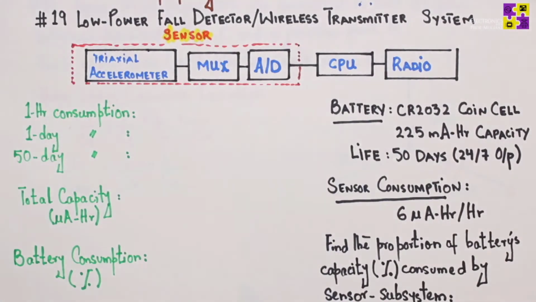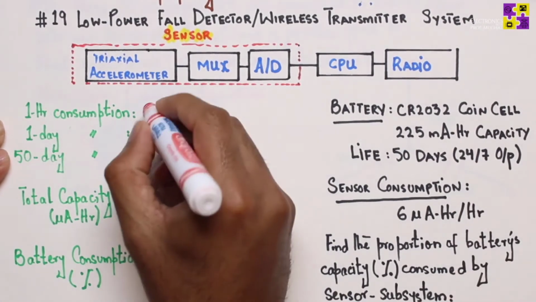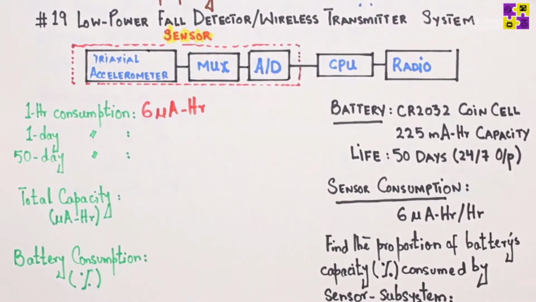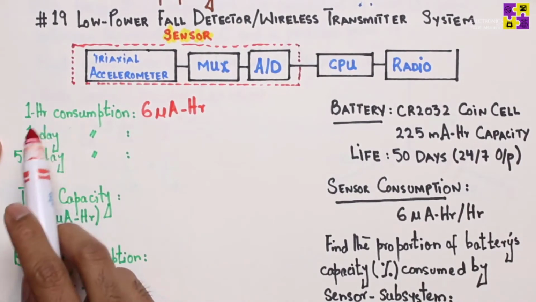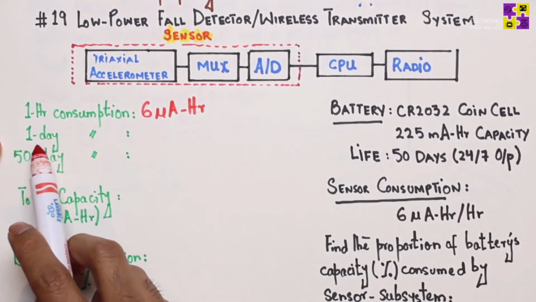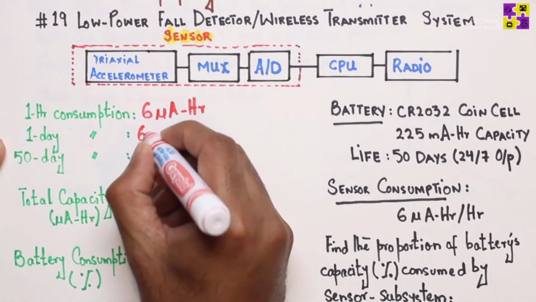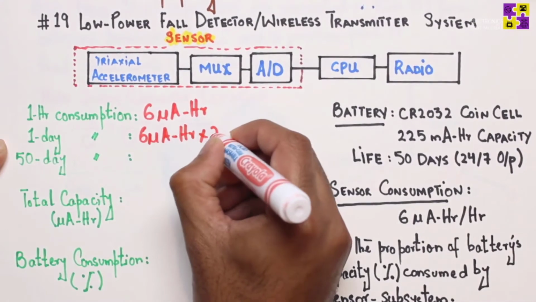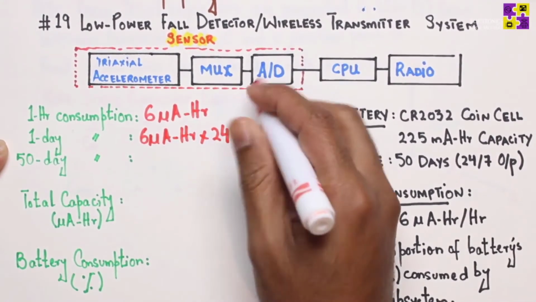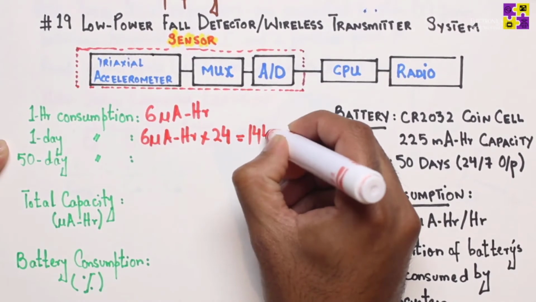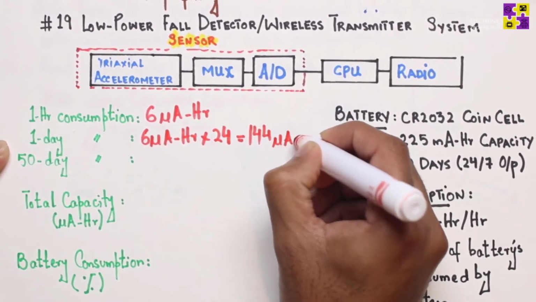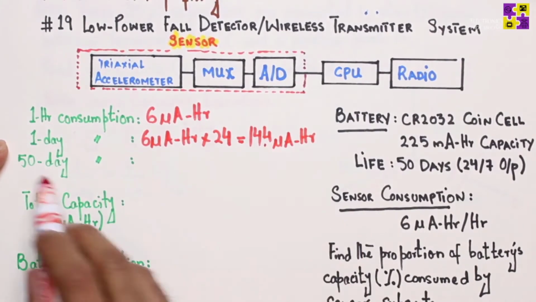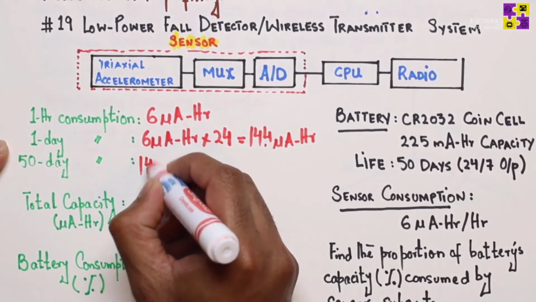So an hour consumption is basically given, which is 6 microamp hour, correct? This is for 1 hour. So if I multiply that by 24, that will give me 1 day consumption, right? 6 microamp hour times 24 would equal 144 microamp hour, right?